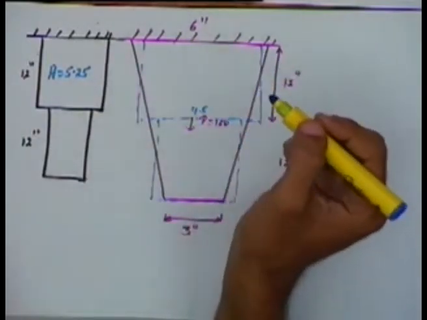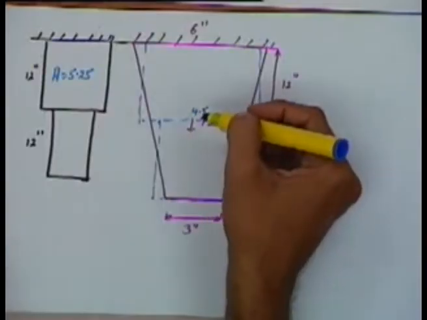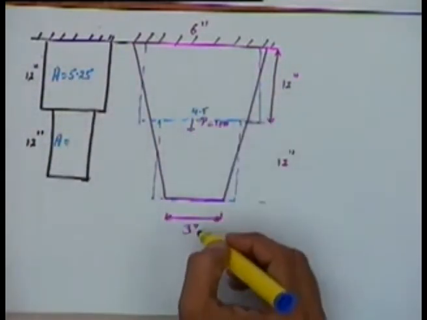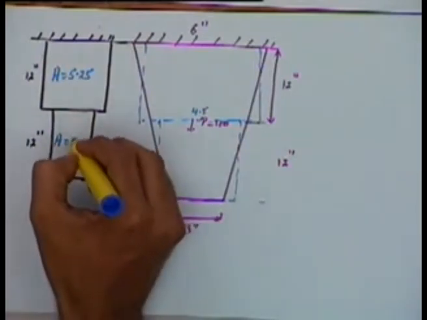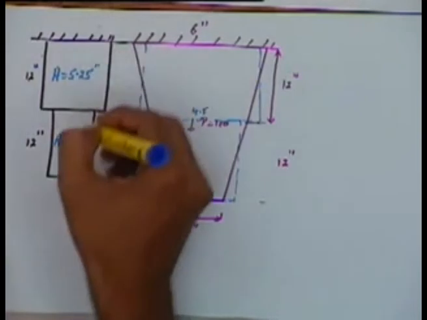Okay, again, the area of cross section is in a perpendicular direction. Suppose depth is 1. If I take a unit depth, I get that to be (6 plus 4.5) by 2. Similarly, the area of cross section here will be (4.5 plus 3) by 2, and I'll get it to be 3.75 inches squared.